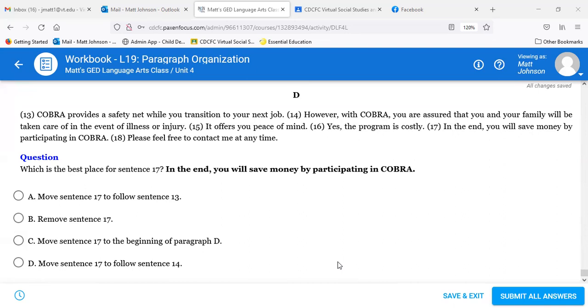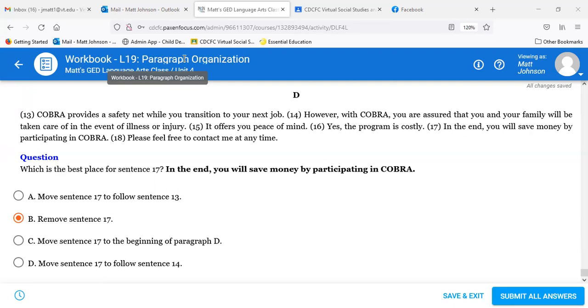B. Yeah, you're actually going to remove it. And this one is a little weird, right? Because it is relevant to the paragraph. Saving money. We are talking about the program's costly, but in the end, it does kind of make sense. The reason it kind of sticks out though is the use of "in the end." Right, that transitional phrase there. It would make sense if we had it anywhere after sentence 18, right, to kind of close out the paragraph.